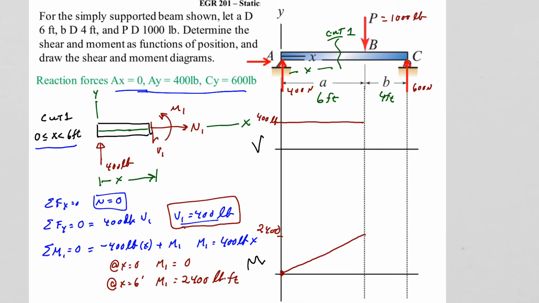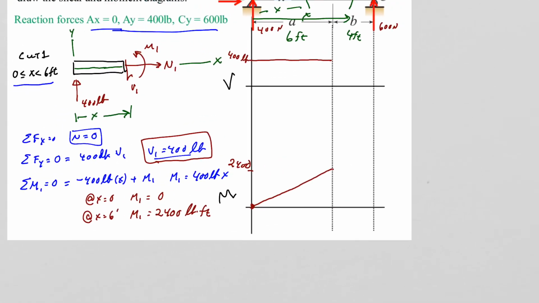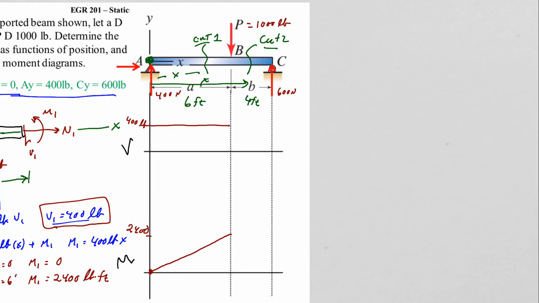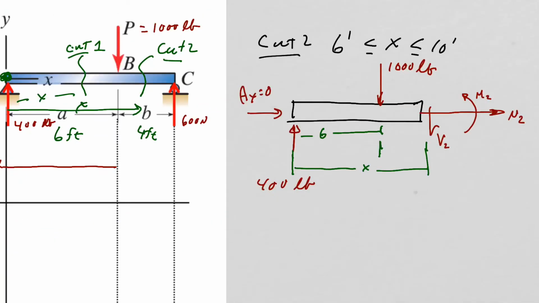Okay, now we want to take another cut. We're going to take a cut at cut 2. This is our second cut, and this is at some other location, again, X. It's always relative to our origin, or 0, 0. So let's look at cut 2. I'm going to draw the free body diagram over here on the side for us. Okay, so here's our free body diagram for this cut.